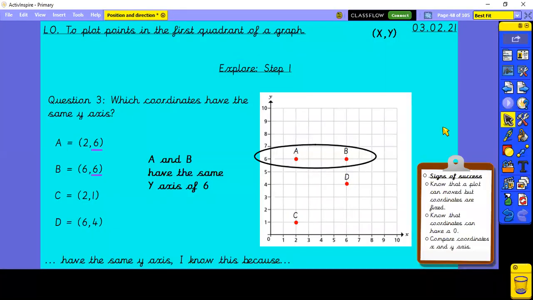Okay, so I've now put the answer on the screen, which is that A and B have the same y-axis of the number 6. So we can either look at all our coordinates and compare the y-axis and see which have the same. So you can see A and B have the same number of 6, or we can look at our graph and look at the y-axis numbers and the plots. So you can see that A and B are on the same y-axis, so they are the same, but D and C are on different ones, so they're not the same. So well done if you got that correct.